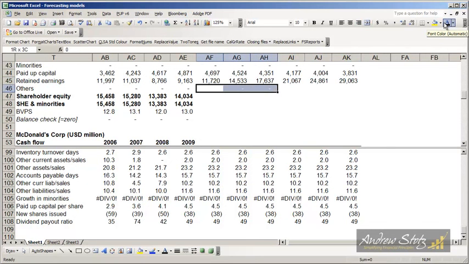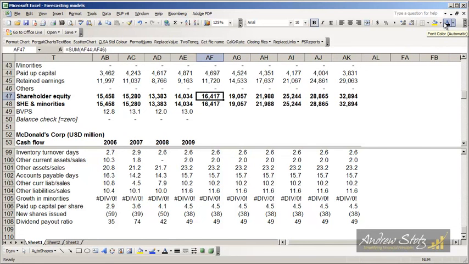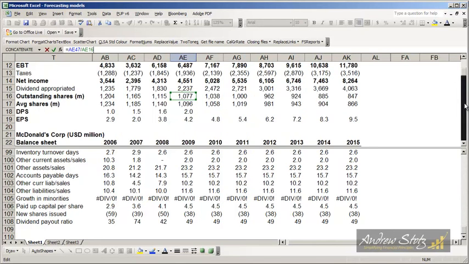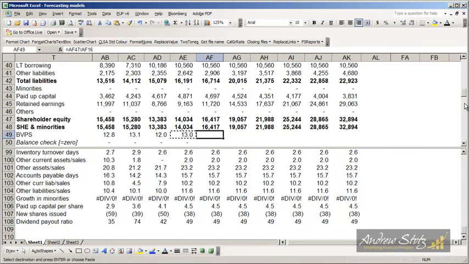We're going to do the same thing with the others here. Right now I'm not going to forecast anything because there is nothing there. And then I'm just going to copy over our equity levels and our equity plus minorities levels. Now we can also calculate a book value per share, and that's just looking at the equity divided by the number of shares outstanding. And so I've got a book value per share here of $13 up to 15.8.